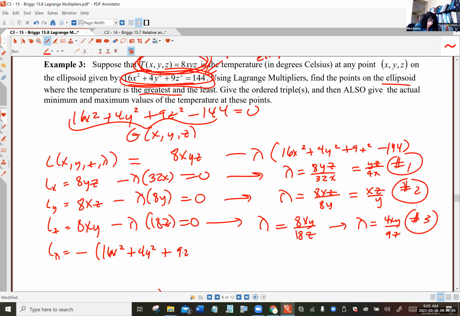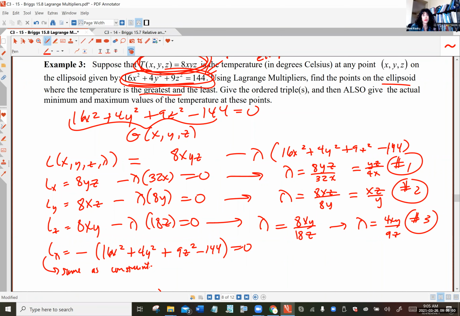Your partial with respect to lambda will look like negative the quantity 16x squared plus 4y squared plus 9z squared minus 144. That whole thing equals 0. And that's the same as the constraint, as it should be. But that's part of the whole situation, so you still want to do it.